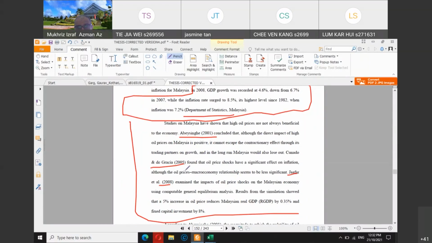So the purpose for me mentioning these several articles is, by the time I write my problem statement, at least I can show that, although there are some studies done in Malaysia on the Malaysian economy when it comes to oil price shocks, they are looking at a different perspective or different variables, for example, or they are using a different method.